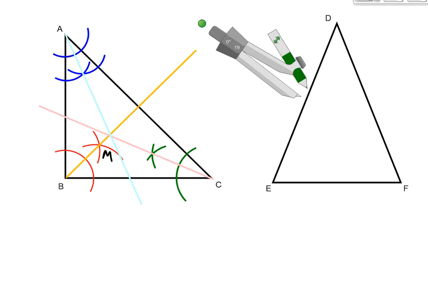We'll call that point C. And we'll say point C is the in-center.